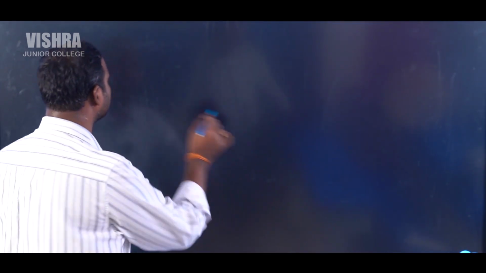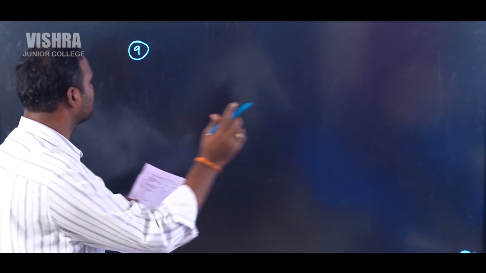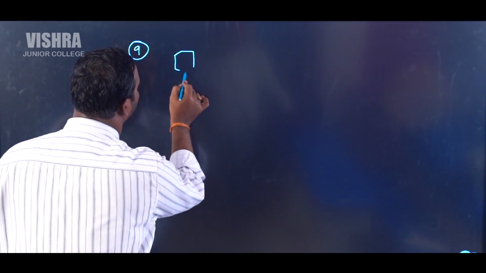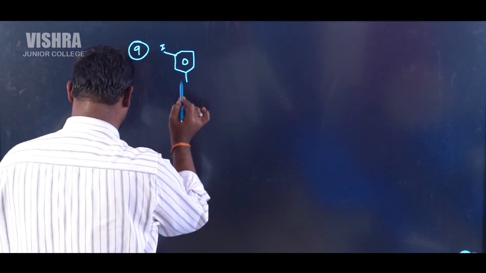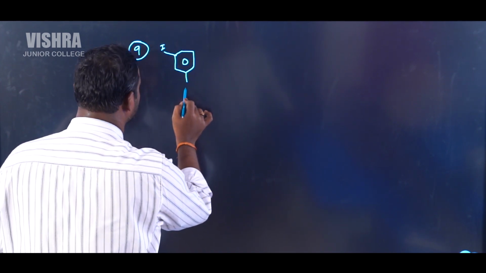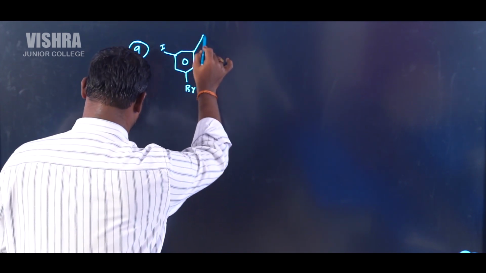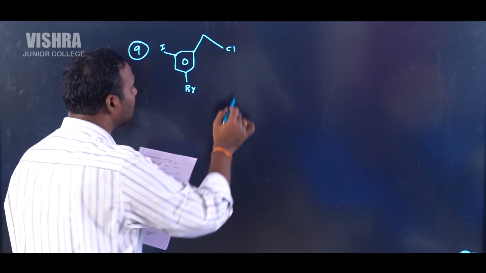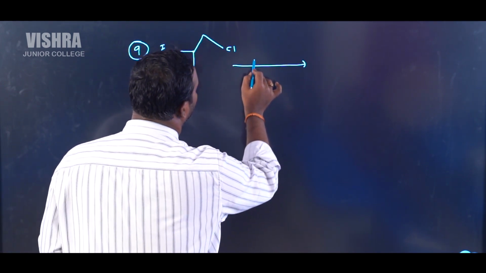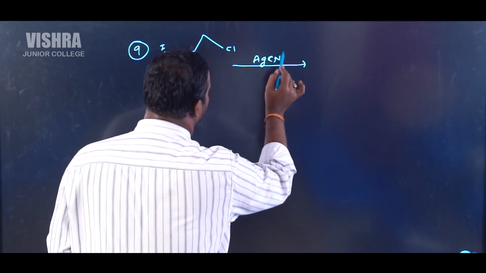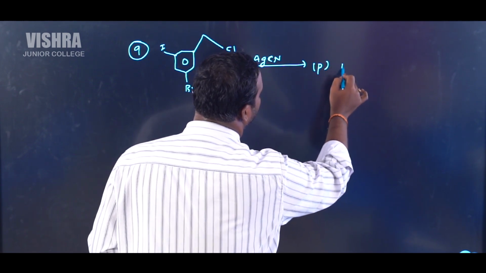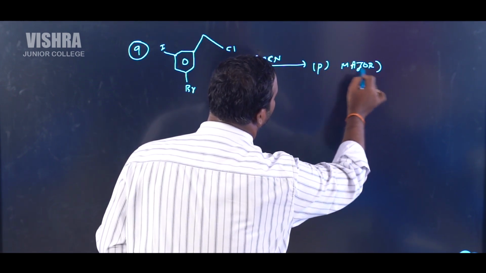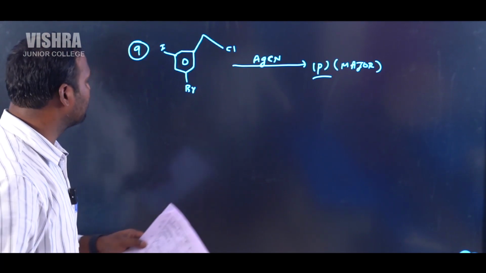Question number 9. In this case, we are given one organic chemical reaction like this. He gave one reactant like this, IBrCl. This compound reacts with silver cyanide, AgCN, and gives P. It is the major product in this case. What is P? We are given 4 different options like this.